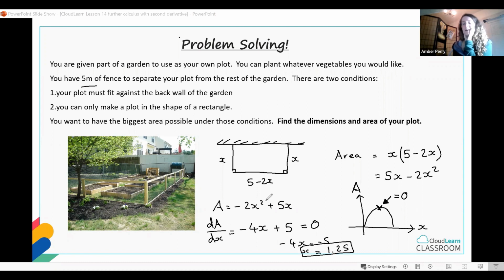I'm sorry I've done that quite quickly, but hopefully you've managed to follow the concept of why differentiation is quite useful. Because I know now that if I make x 1.25 meters, I can create the biggest possible area with 5 meters of fence in this situation. So that's just an idea of applying differentiation to real life.